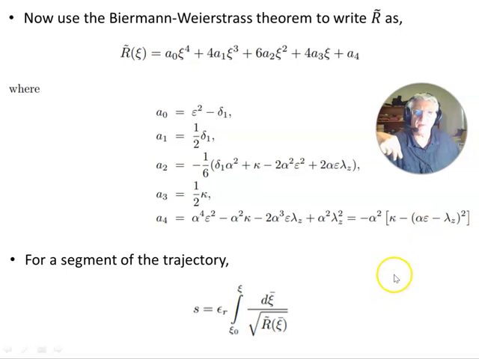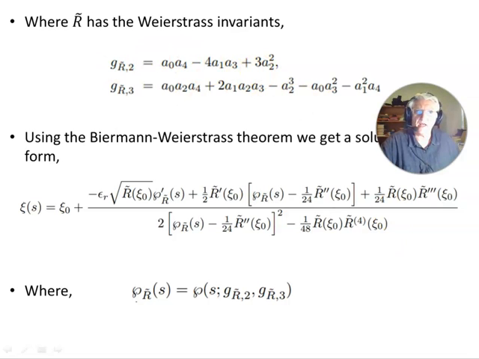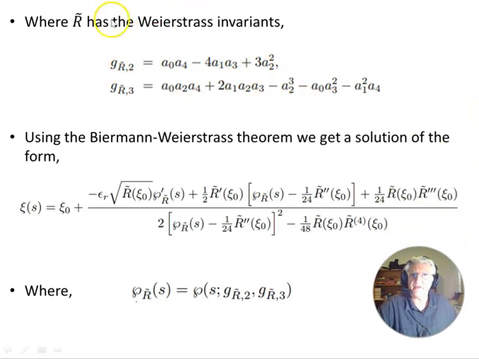From that theorem, let's say we pick a segment of that trajectory, then the time is the integral dz over the square root of this. Epsilon r is just the direction. It has a value of +1 for outward geodesics, -1 for inward geodesics. That's the time parameter. And we have here the Weierstrass invariants, which have these forms, due to the Weierstrass theorem.